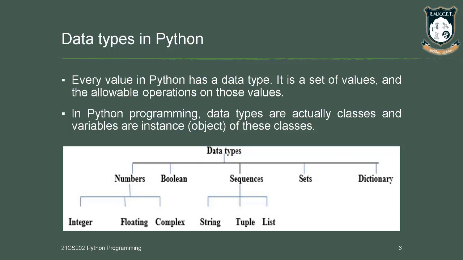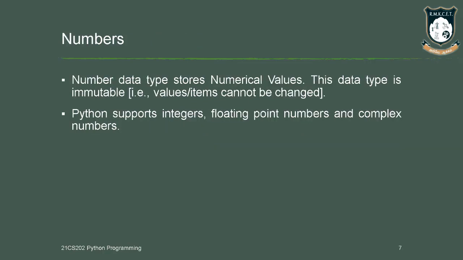Okay, so under the numbers category, we have 3 types: one is integer, second is floating point, third is complex number. Under the sequence, we have 3 different types: string, tuple and list. In the coming slides we can see each one in detail. So next, numbers.